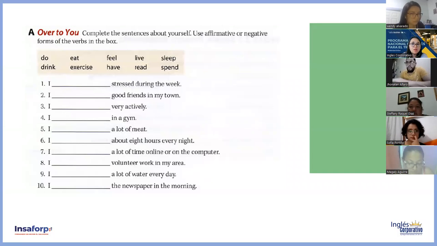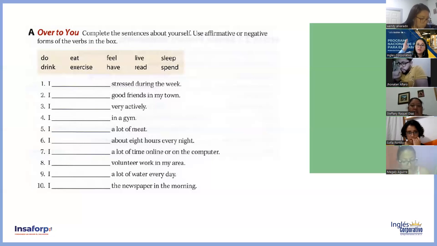Let's listen to another person. Please, Jonathan, can you read yours? I feel stress during the week. I have good friends in my town. I feel very actively. Esta no sé si está bien. I am exercise in a gym. Ahí estamos utilizando dos verbos, right? Tenemos que quitar el am. I exercise in a gym.